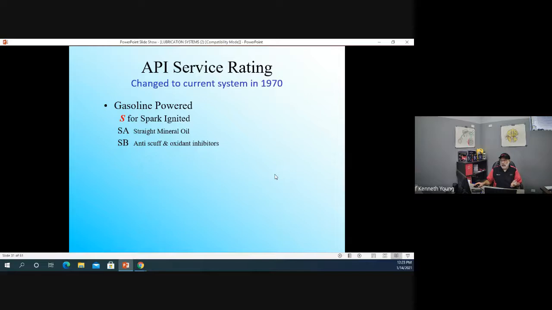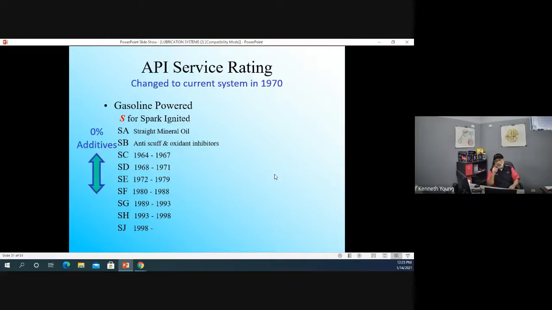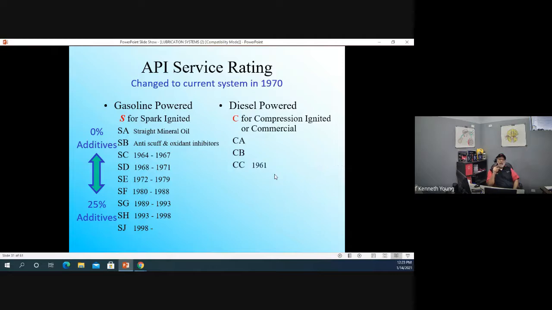You know, is it a spark ignition? Is this oil good for diesels? Is it good for this year car or that car? Actually, it's very confusing because it goes on and on and on. So the oil has a donut on the side. We're going to look at that in a minute. And that donut basically tells us what we can put the oil in.